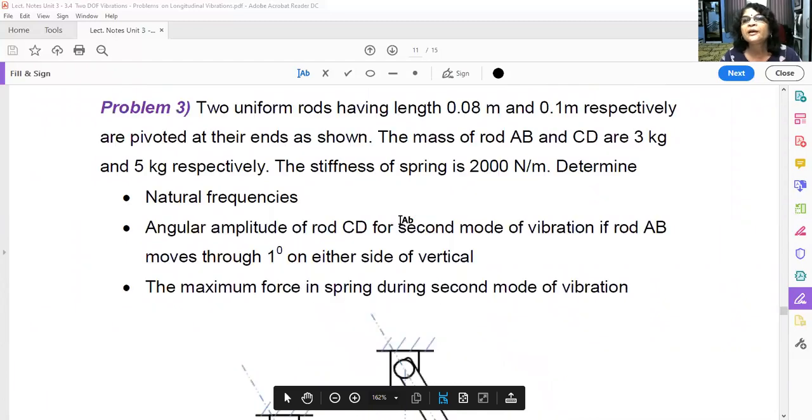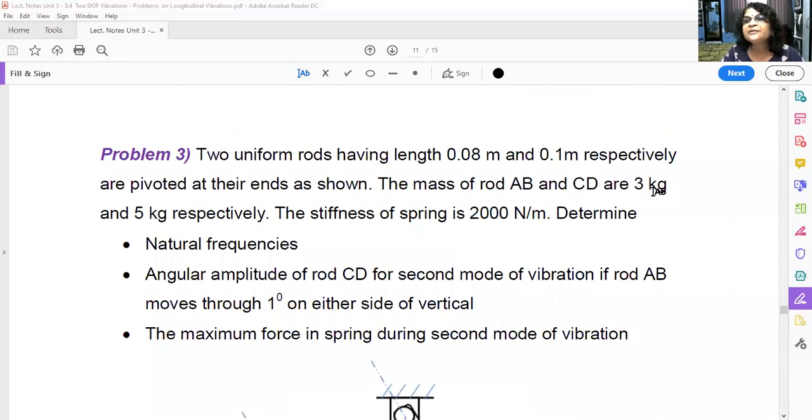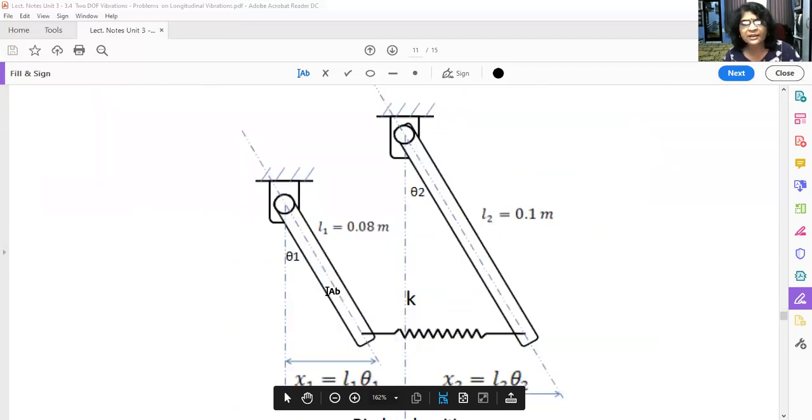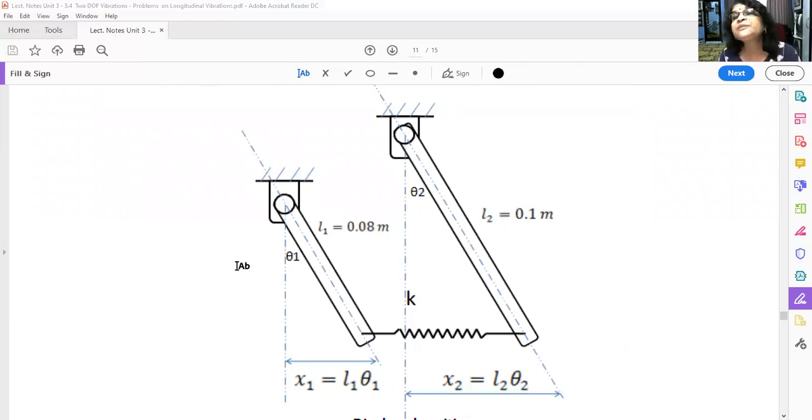Okay. The masses of rod AB and CD are 3 kg and 5 kg respectively. The stiffness of the spring is 2000 Newton per meter. Determine natural frequencies, angular amplitude of rod CD for the second mode of vibration if rod AB moves through 1 degree on either side of the vertical. And third thing, we have to find out the maximum force in the spring during the second mode of vibration. Okay, here we don't use the word principal every time. Whenever you say mode shape, it is principal mode shape only. Okay. So what is asked?